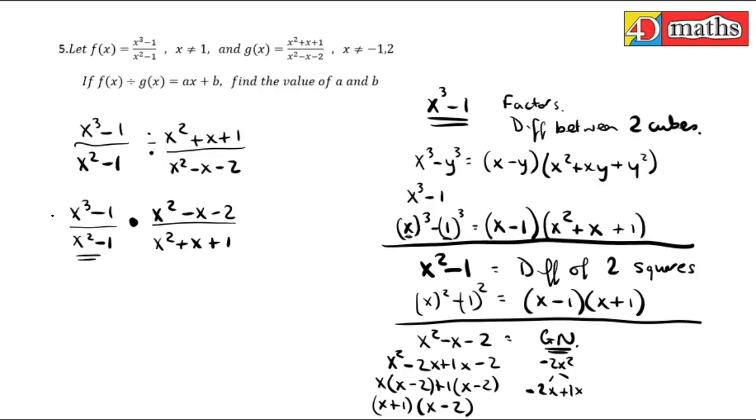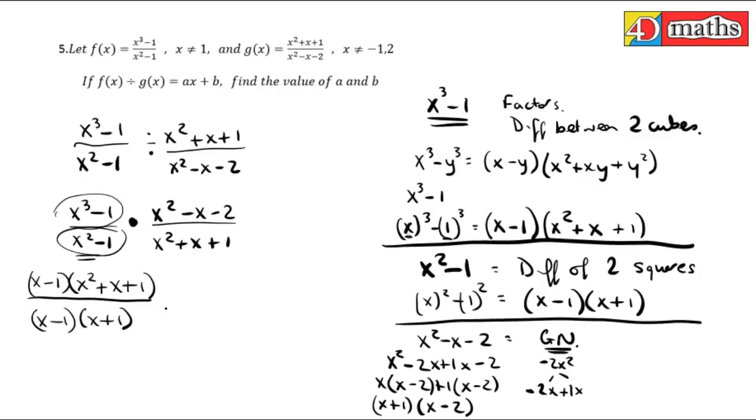So I'm going to substitute all those in. This answer here, I'm going to replace it with x minus 1, x squared plus x plus 1. The bottom, I'm going to replace it with x minus 1, x plus 1, multiplied by, for this, x plus 1, x minus 2. And on the bottom, actually you can't factorize that at all, and if you tried, you wouldn't be able.